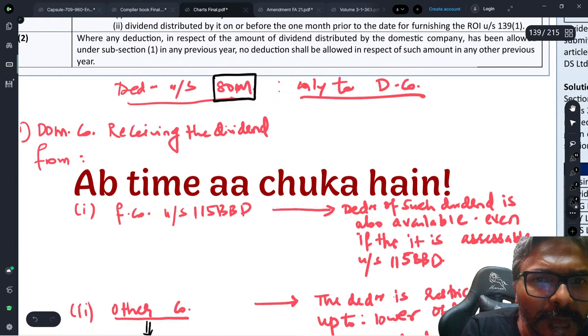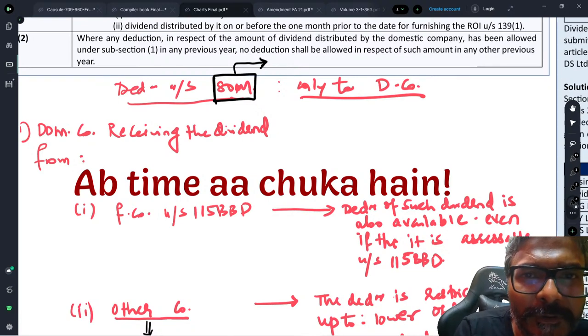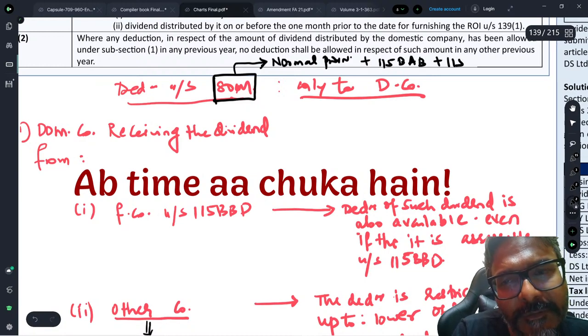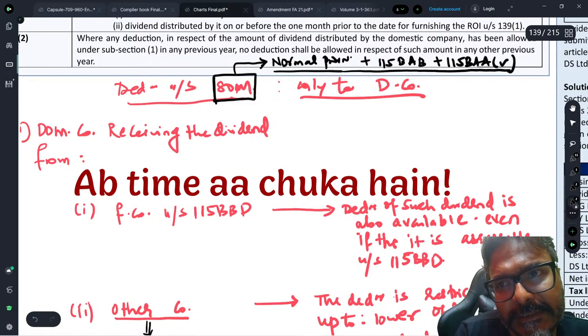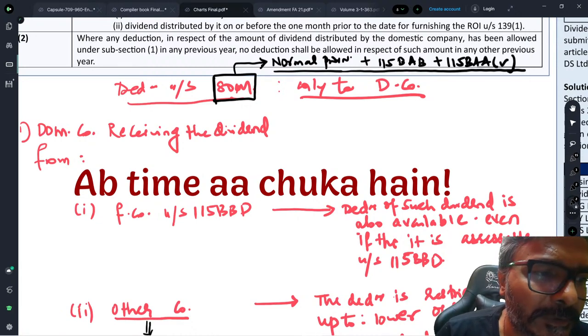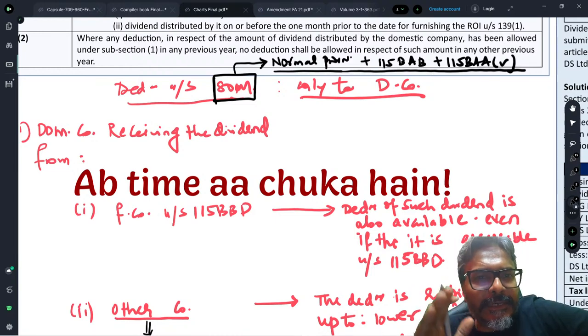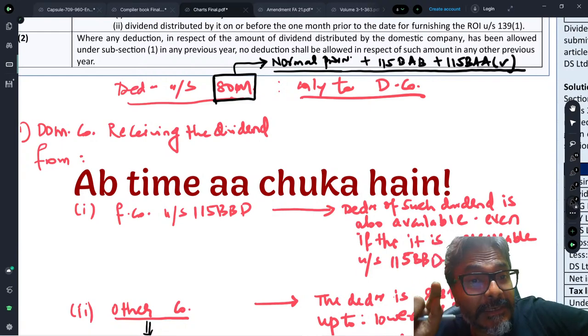before we go further, students, whether ATM deduction is available? Is ATM deduction available for normal provision, plus whether you have opted for 115BAB, plus whether you have opted for 115BAA? In all the cases, students, is this particular provision applicable or not? All of you will say yes. Every one of you is aware, even in the case of alternate tax regime, 115BAB, 115BAA, even in that situation, the deduction of ATM is available.